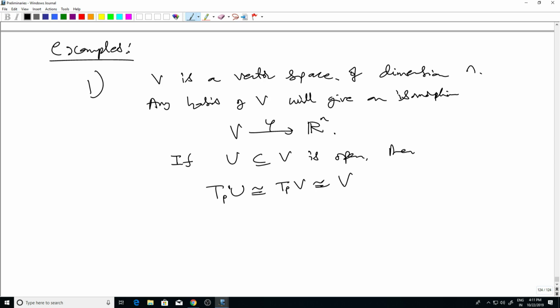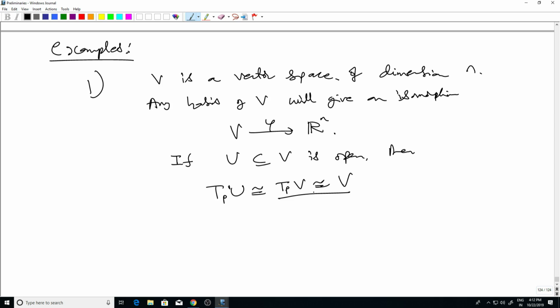Now what about this: T_P V is isomorphic to V? I don't want to go via R^n to see this. In fact, directly one can see that T_P V is isomorphic to V, and the isomorphism is exactly the same as what we talked about earlier.